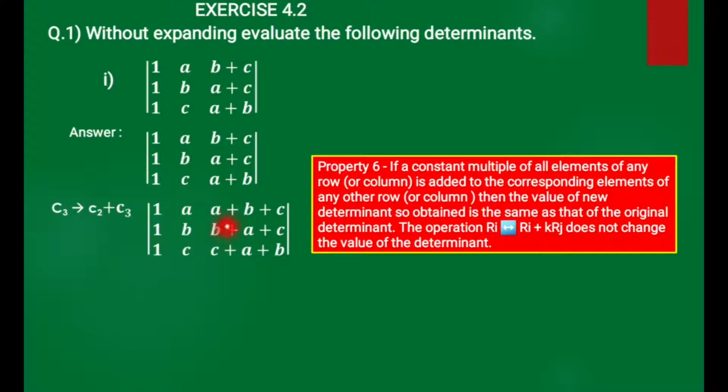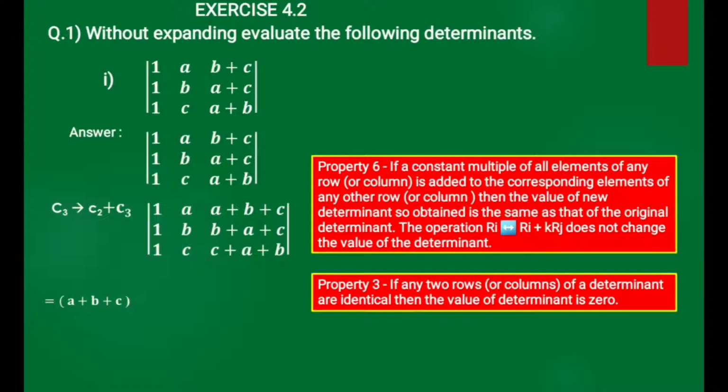Now here a plus b plus c we keep as it is. We rearrange b plus a plus c as a plus b plus c, and the third, c plus a plus b, as a plus b plus c. So we can take a plus b plus c common from the third column. So we take a plus b plus c from the third column and write it outside the determinant with the help of the property.